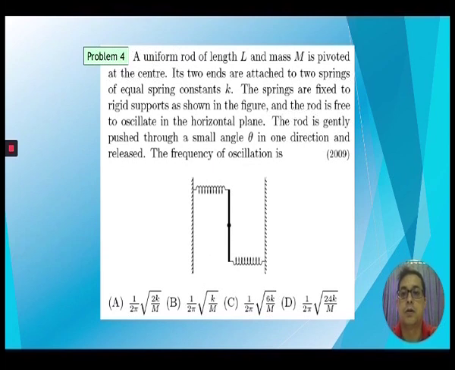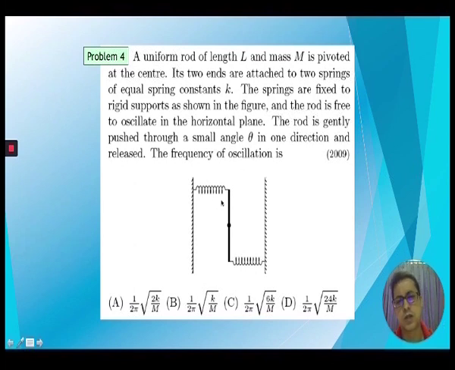A uniform rod of length capital L and mass M is pivoted at the center. Its two ends are attached to two springs of equal spring constants K. The springs are fixed to rigid supports as shown in the figure, and the rod is free to oscillate in the horizontal plane. The rod is gently pushed through a small angle theta in one direction and released. You are asked to find out the frequency of oscillation.